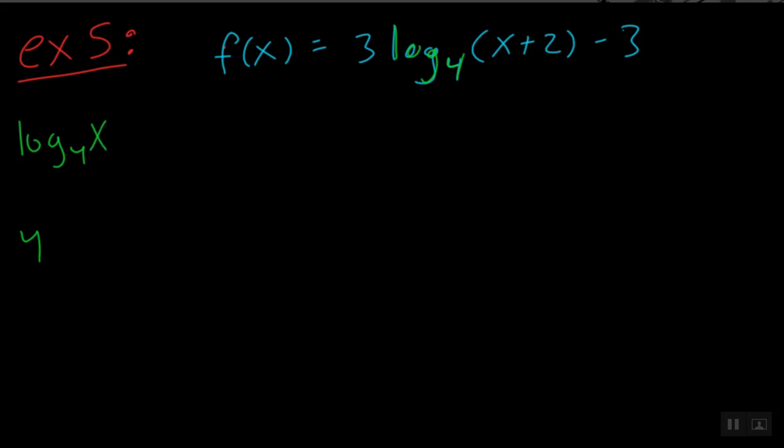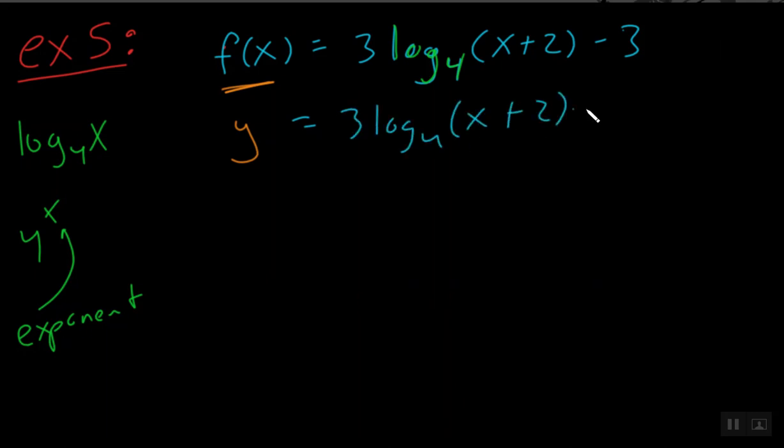Here, let's call it log base 4 of x. Well, the opposite of that is an exponent. So remember, the opposite of a logarithm is writing the x value as an exponent. Okay, so let's see how this works in practice. First things first, we switch f of x into y. Let's say y is equal to 3 log base 4 of (x plus 2) minus 3. At this point, we know that we want to switch our x and our y because we're trying to find the f inverse of x.